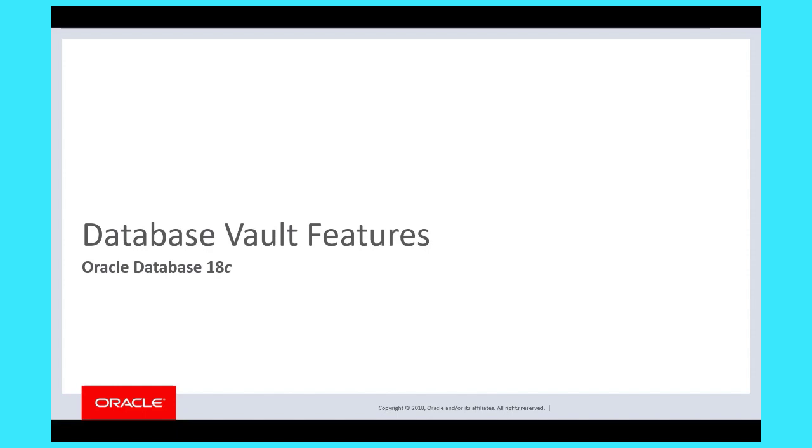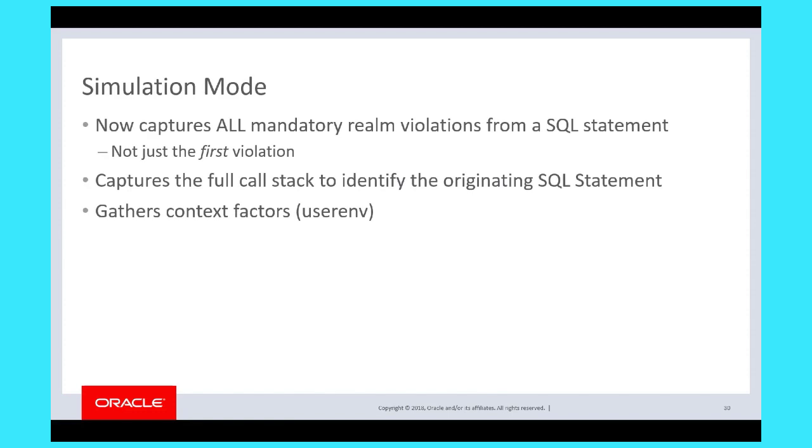In 18C, we fine-tuned that simulation mode a little bit. One of the things that we've done is if you have a realm violation in a SQL statement, we now capture all violations for the statement, not just the first one we encounter. Imagine a complex SQL statement that is accessing multiple different tables within a database. That's very common. Well, prior to 18C, the first one you hit that violated a realm generated the violation, and that's what was recorded in the simulation log.